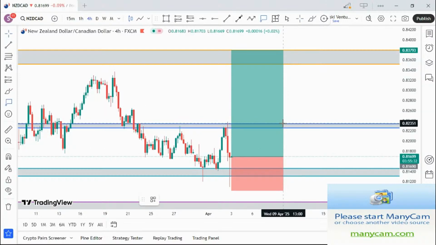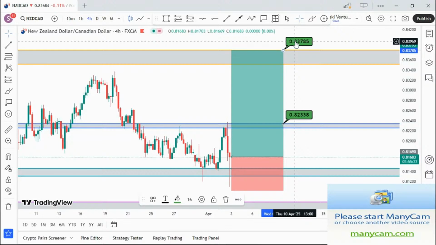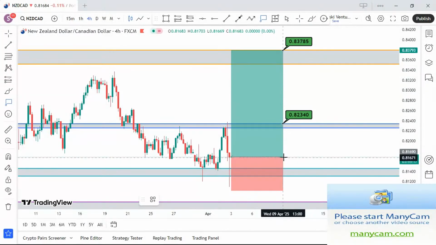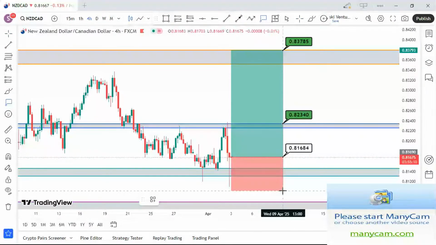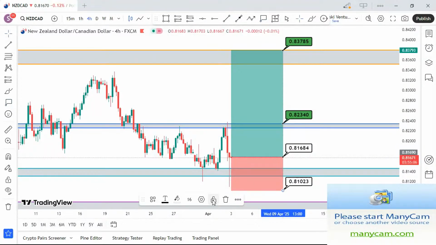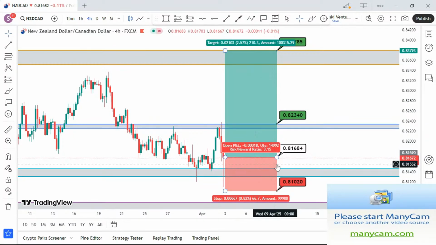So here will be my take profit one and my take profit two. So let me adjust it. Entry will be here, which is market execution, and my stop loss will be below the low here. So that's where my stop loss will be. So this is a very nice trade. You are risking 66 pips for 210 pips.